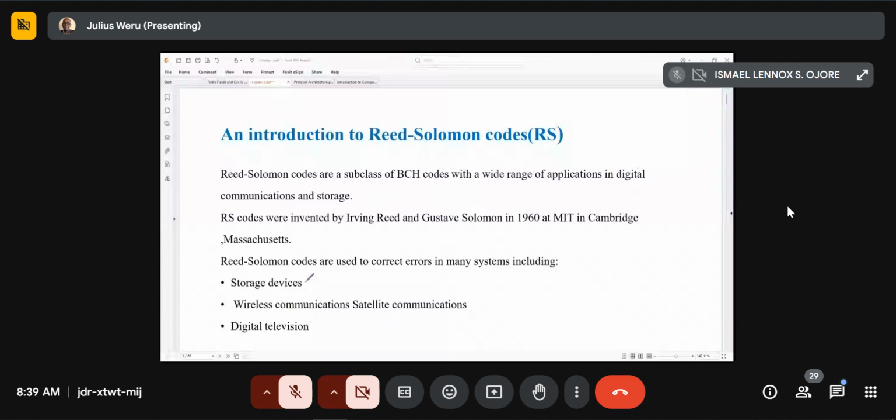They are used in CDs, especially when CDs are scratched. You tend to lose quite a number of bits. You get burst errors. And some of these can correct up to 16 symbol errors. Let's say you're using symbols of 8 bits, you are saying you can correct 16 times 8 bits.